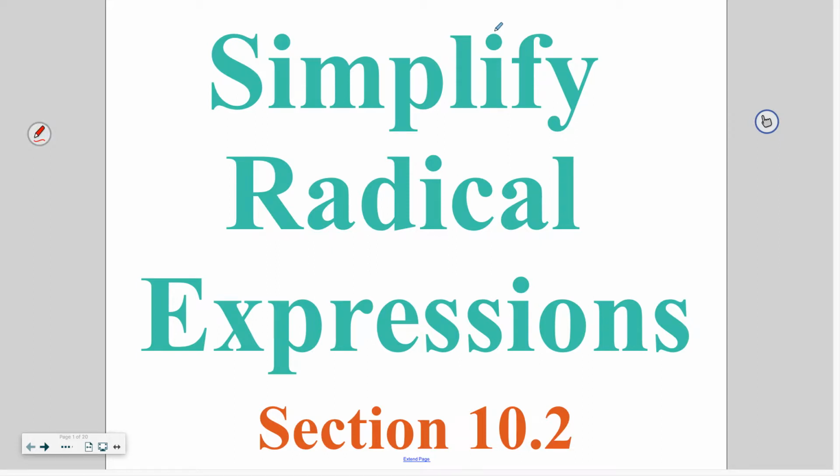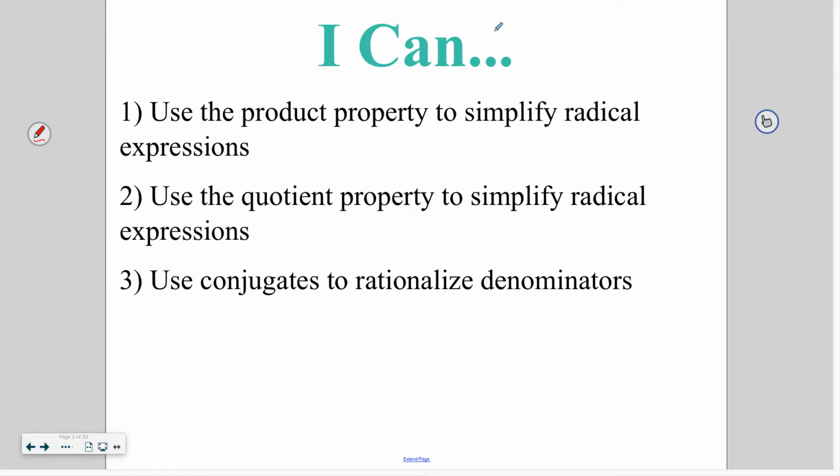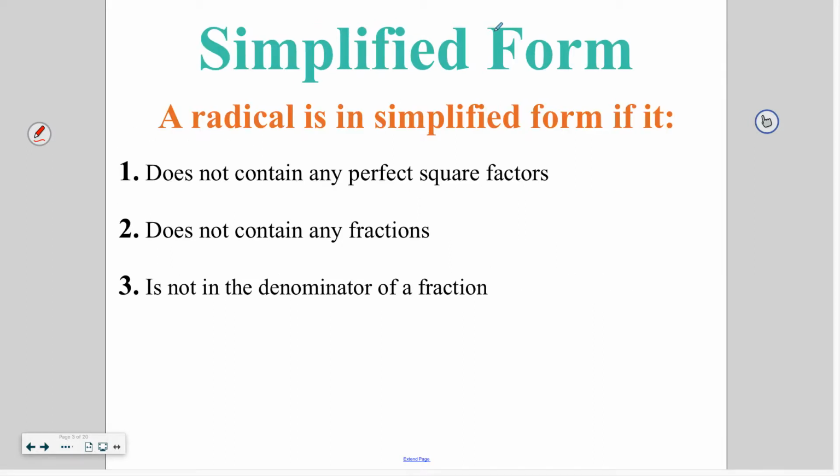Hello class, today we're going to talk about section 10.2, which is simplifying radical expressions. By the end of today's lesson, you'll be able to use the product property to simplify radical expressions, as well as the quotient property, and you will also be able to use conjugates to rationalize denominators.